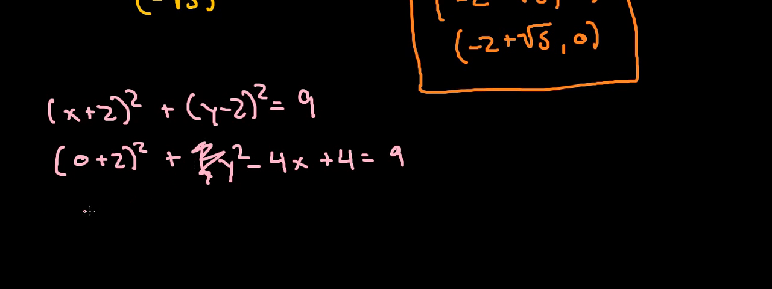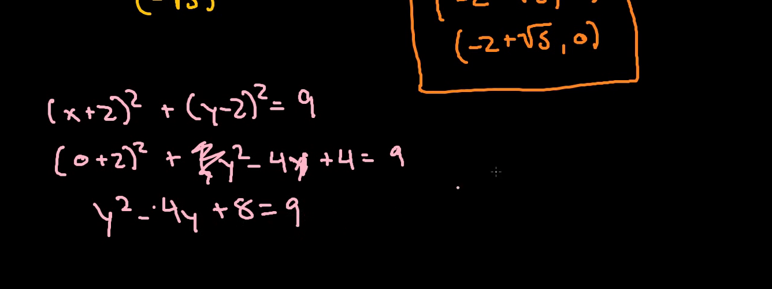Oops, I don't need that. So we have 4, so that's going to give us y squared minus, oh, I put x here. I'm sorry, that's a y. Minus 4y plus 8 is equal to 9. I'll subtract 9 over. So this is going to look very familiar. It's almost exactly the same. So y squared minus 4y minus 1 is equal to 0.